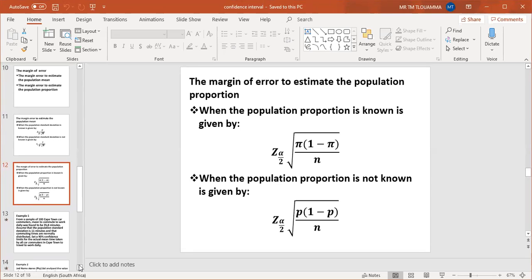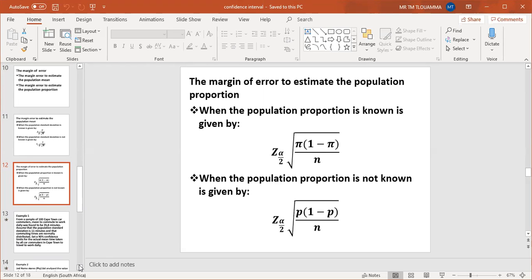So the alpha divided by 2, we are going to calculate it. They will tell you at what confidence level you should calculate, maybe 90%, 95%, or 99%. So we're going to calculate our alpha divided by 2 from what we are given.